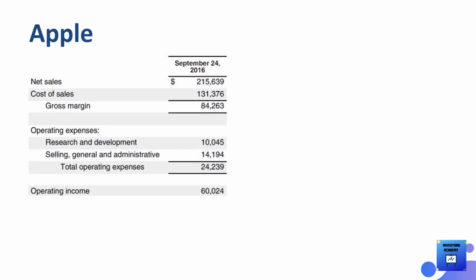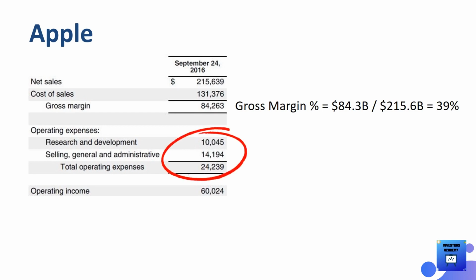The last company in our list is Apple. In the financial year ended on September 24th, 2016, Apple had revenues of $215.6 billion. Gross margin is 39% of revenue. If you have revenues the size of Apple Inc., you can spend 10 billion on R&D and 14.2 billion on selling, general and administrative expenses, and that still only adds up to 11% of revenue. Operating margin is the highest in our list of 4 companies at a stunning $60 billion, or 28% of revenue.